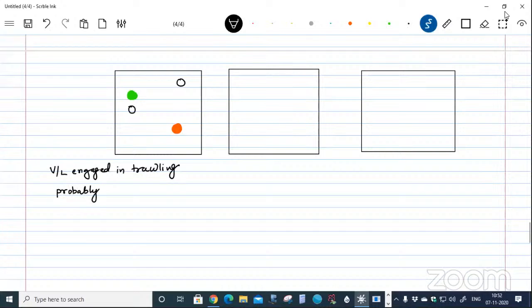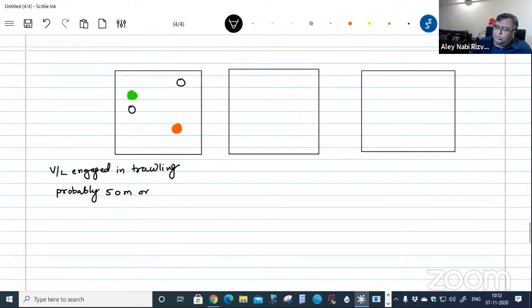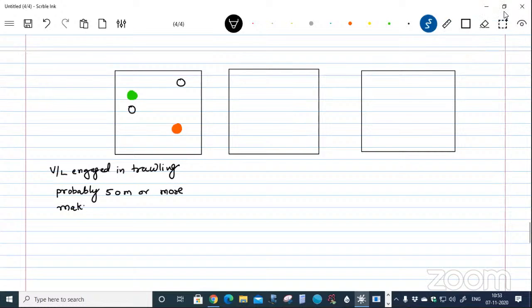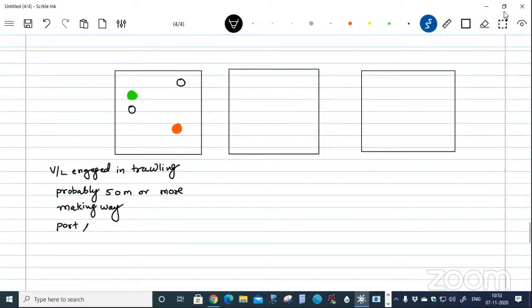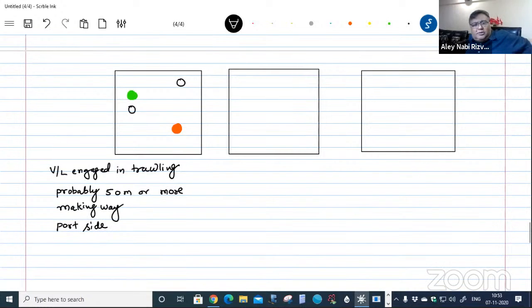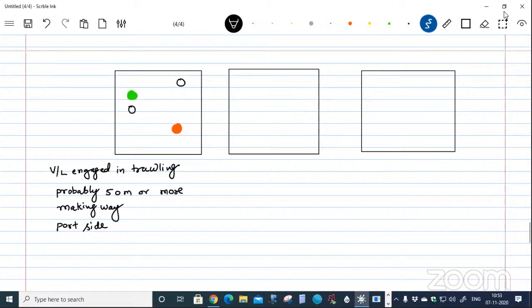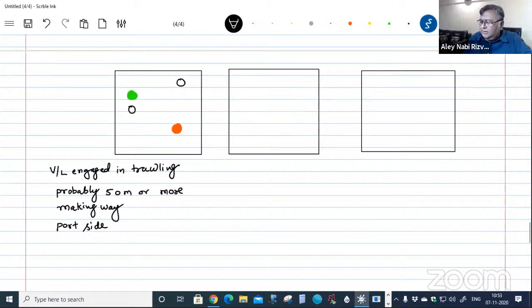Probably 50 meters or more, because a vessel less than 50 meters is not obliged but may do so. What else is it doing? Making way. Why? Because it is showing the side light, making way through water, and seen from outside. So this is how you need to describe the lights. Now I'm going to put some more lights just to give you a brief idea.